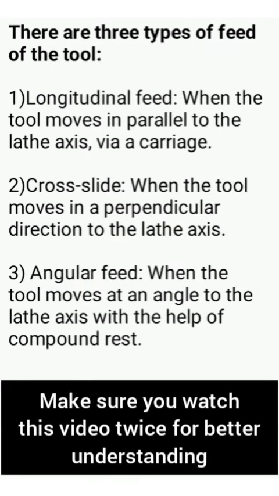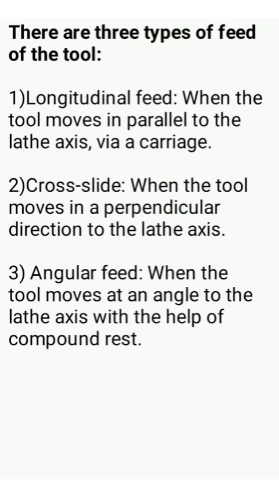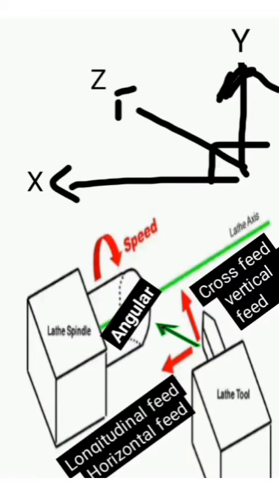We have 3 types of feed. We have the longitudinal feed, the cross slide feed and the angular feed. Let's talk about the longitudinal feed. It is when the tool moves parallel to the lathe axis via a carriage. The cross slide feed is when the tool moves in a perpendicular direction to the lathe axis. We have the angular feed, when the tool moves at an angle to the lathe axis with the help of the compound rest.